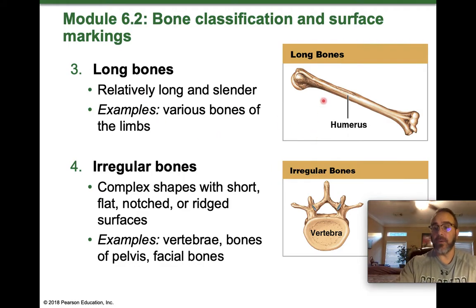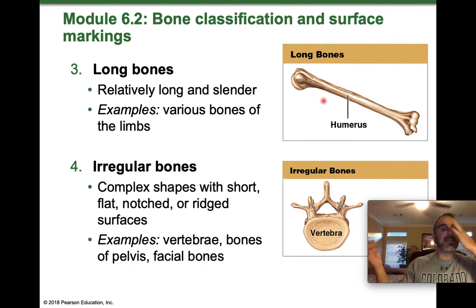Anyway, chicken wing, the wings, your radius, your ulna, those would be long bones. Your humerus would be a long bone. Your femur is a long bone. The definition is they're going to be relatively long and slender. Most of the bones in your limbs are going to be long bones. Your fingers are going to be long bones as well, because the bones are actually longer than they are wide.